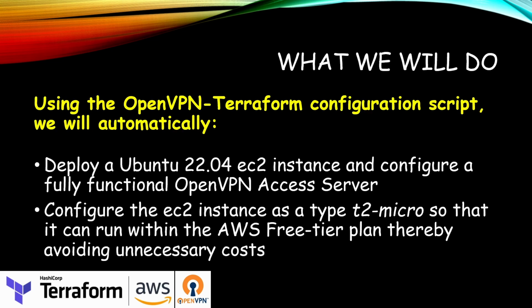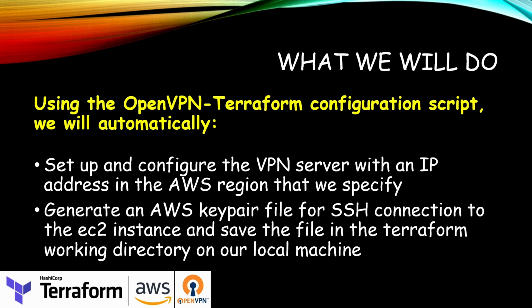Now, this is what we will achieve in this video. Using the OpenVPN Terraform script that I have provided, we will automatically deploy an Ubuntu server and configure it as an OpenVPN access server. We'll be using the T2 Micro instance type so that we'll stay within the AWS free tier plan and avoid any unnecessary costs. We will decide on a particular AWS region where we want to host our VPN server, and our VPN server will take an IP address from that AWS region.